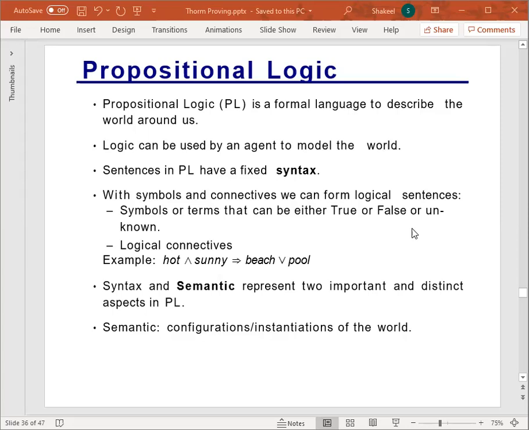Logical connectives are the implication, the conjunction, disjunction, negation, and double implication, and we like to use connectives to build more complex sentences. It is important to know that syntax and semantics represent two important and distinct aspects in propositional logic, and we have seen the relationship between the two. Semantics represent the configurations or the instantiations of the world with truth values.